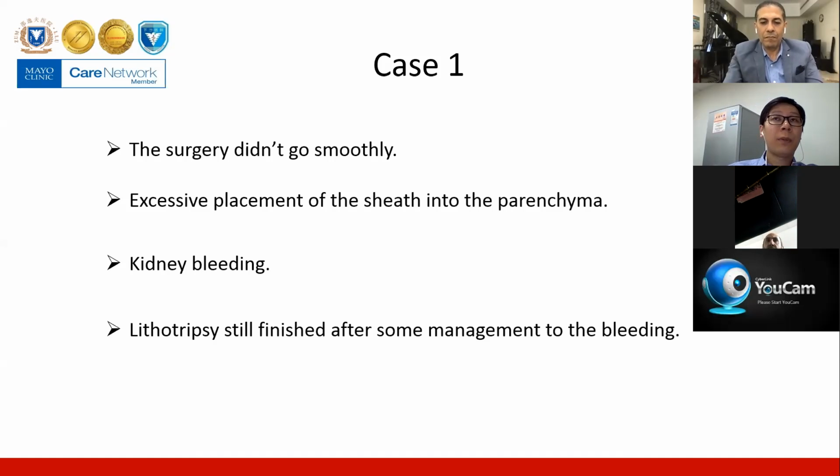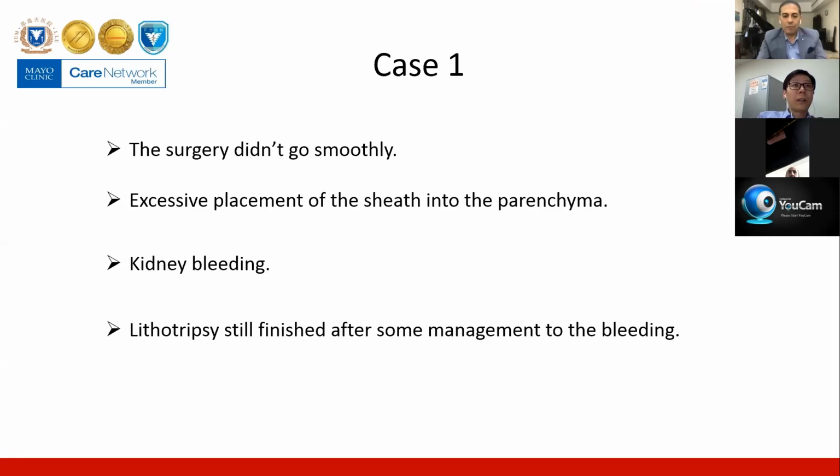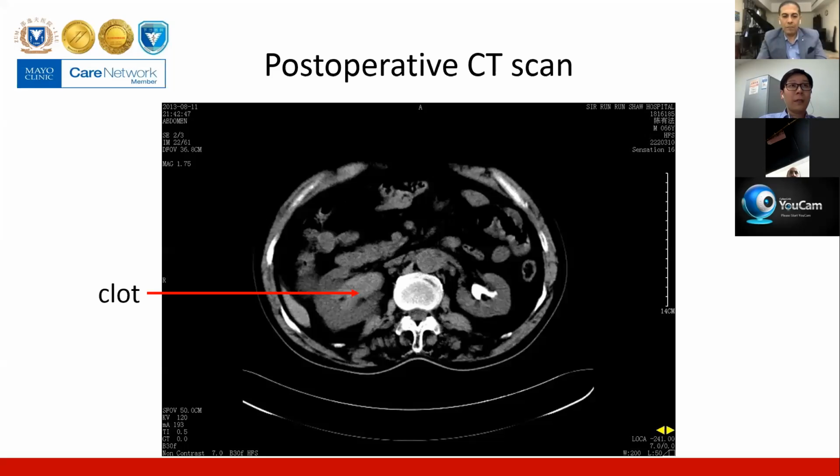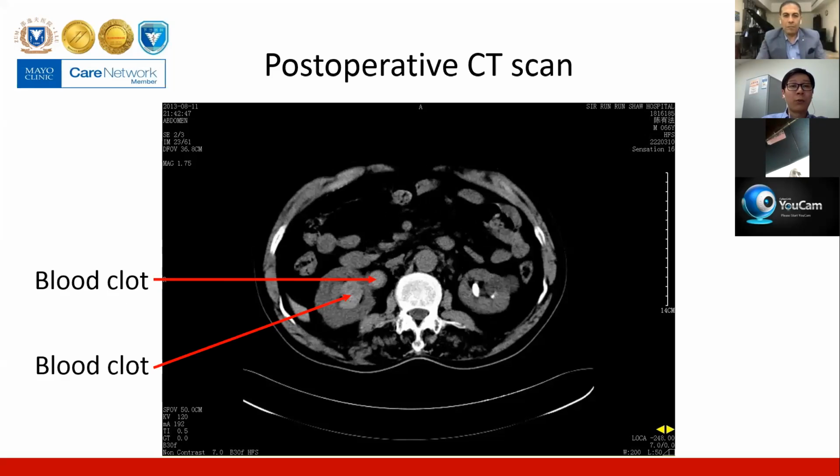But the patient still had moderate hematuria postoperatively, and we proceeded with continuous bladder irrigation for 3 days. And here is the postoperative CT scan. We can see the blood clot in the right renal pelvis and the right ureter.